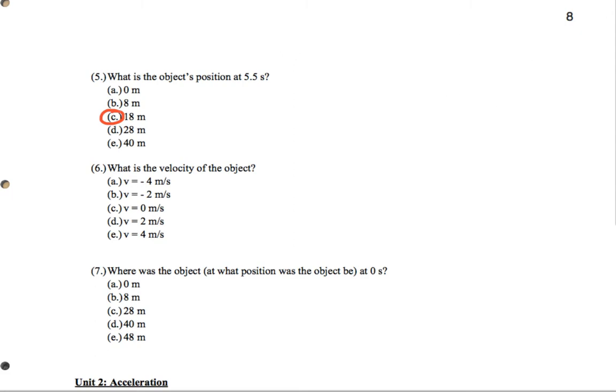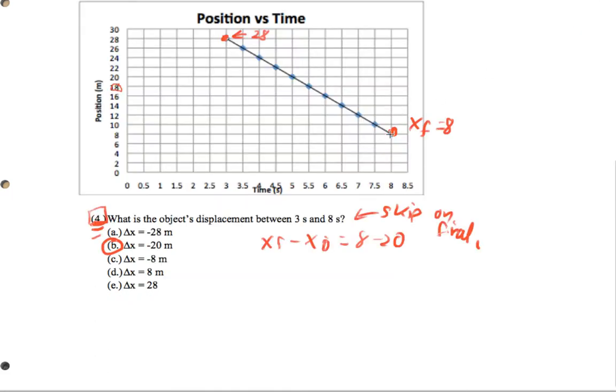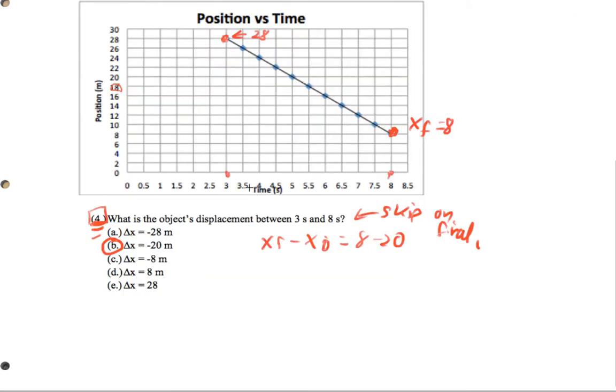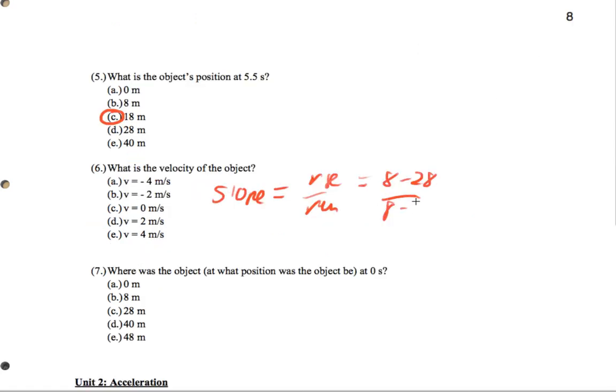So we want to know what is the velocity of the object. Well, to get the velocity, we're going to need the slope. So let's go from 8 to here, and that's from 8 seconds to 3 seconds. If I were to get the slope, that's going to be rise over run, and that's going to be 8 minus 28 over, and let's get the time, that's from 8 to 3, so that's going to be 8 minus 3, so that's going to be negative 20 over 5. I'm getting negative 4 meters per second.